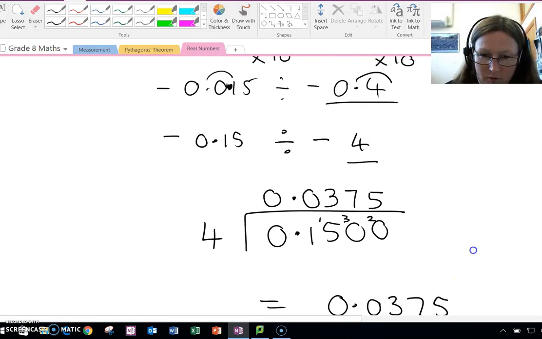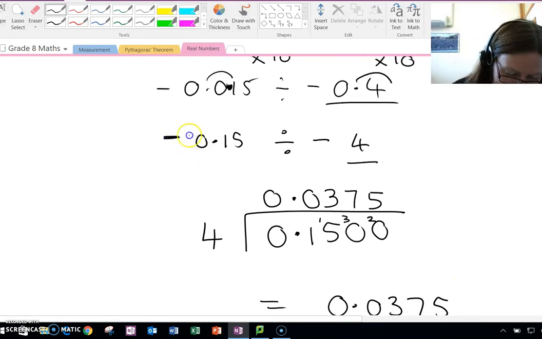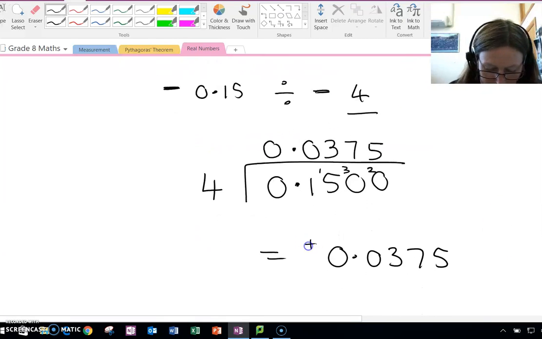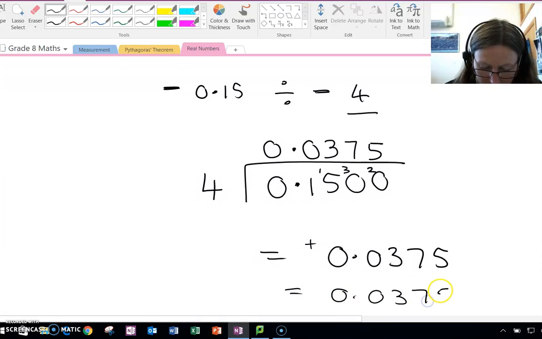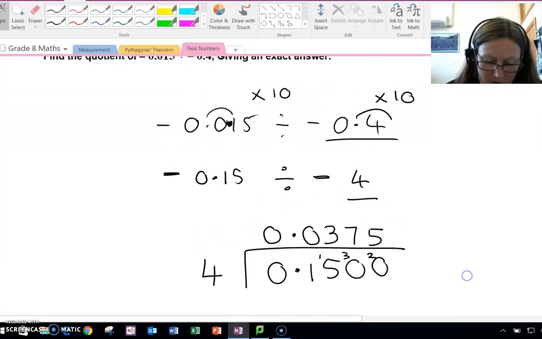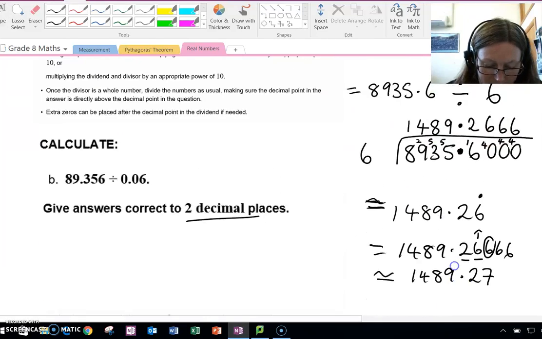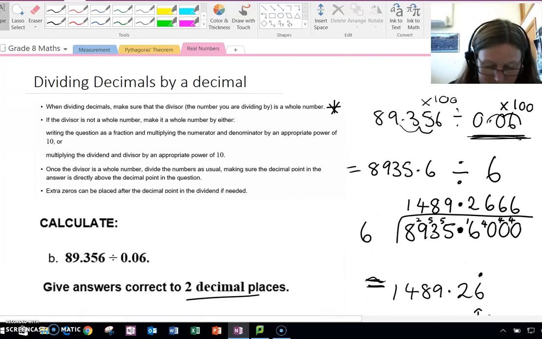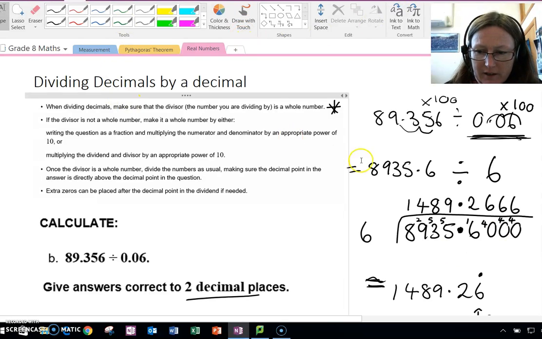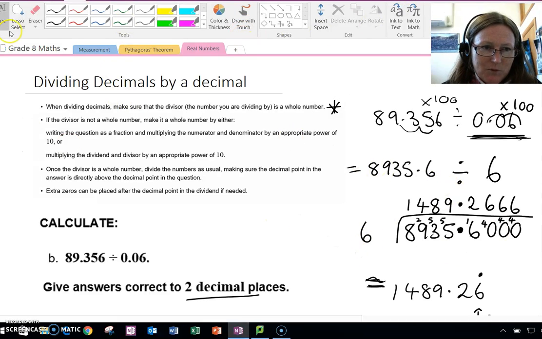Now I go back and look at my signs, and I have a negative divided by a negative, which is a positive, which I can put there, or I don't need to put there. We know that those two mean the same thing. So what this video is highlighting is that we need our divisor to be a whole number, and if it's not, this video has shown you how to make it a whole number and then you divide like the previous video, dividing decimals by a whole number.